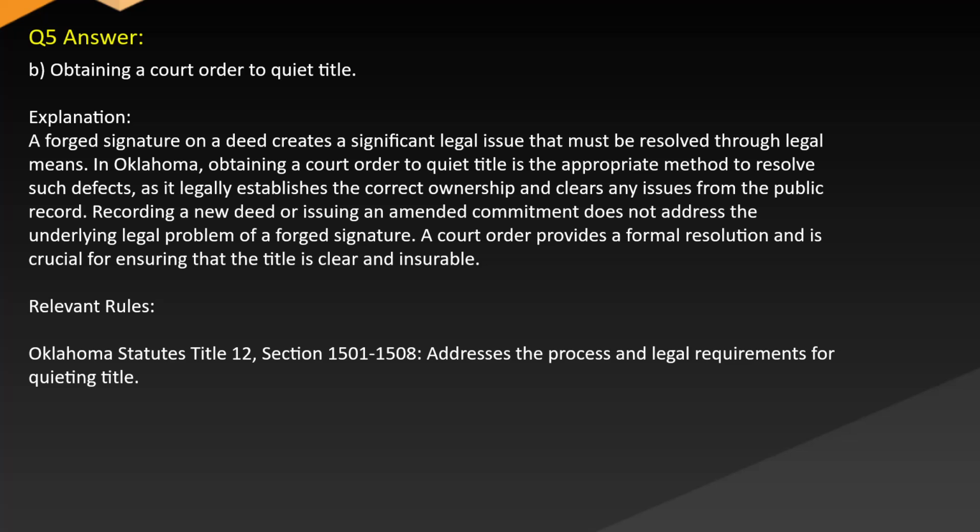Recording a new deed or issuing an amended commitment does not address the underlying legal problem of a forged signature. A court order provides a formal resolution and is crucial for ensuring that the title is clear and insurable. Relevant rules: Oklahoma Statutes Title 12, Section 1501-1508 addresses the process and legal requirements for quieting title.